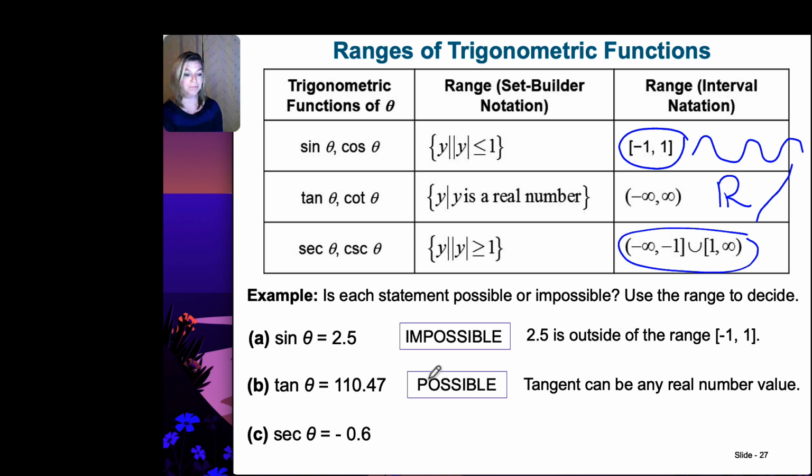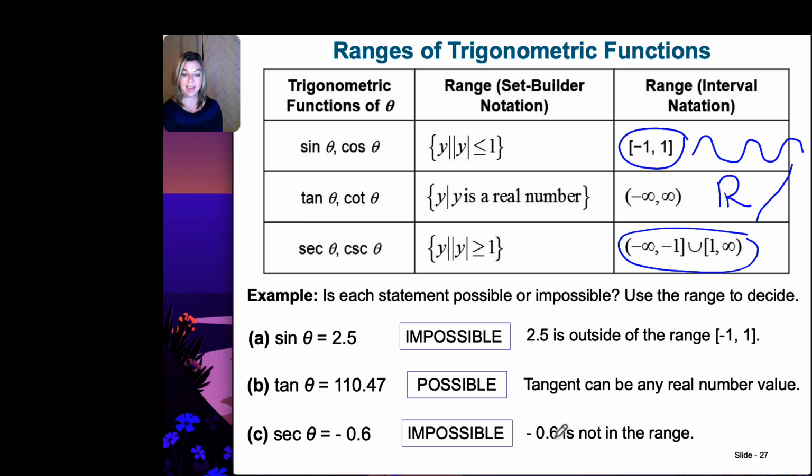All right, one more. Go ahead and pause the video and you try this one about secant. All right, welcome back. Let's see what you wrote. If you said impossible, you got it right. Justification: negative 0.6 is not in the range.